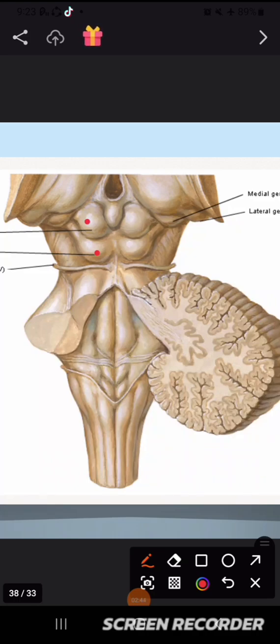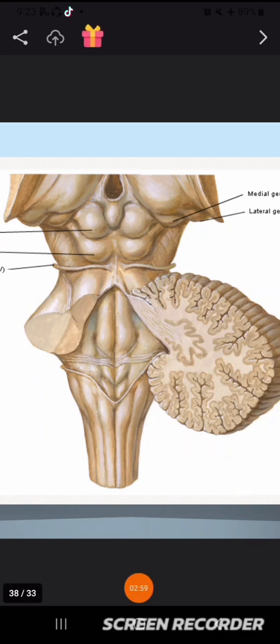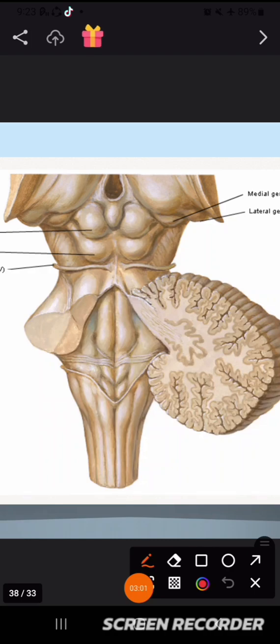The information reaches the diencephalon, the thalamus, through the superior and inferior brachium. So, this is the superior brachium and this is the inferior brachium.